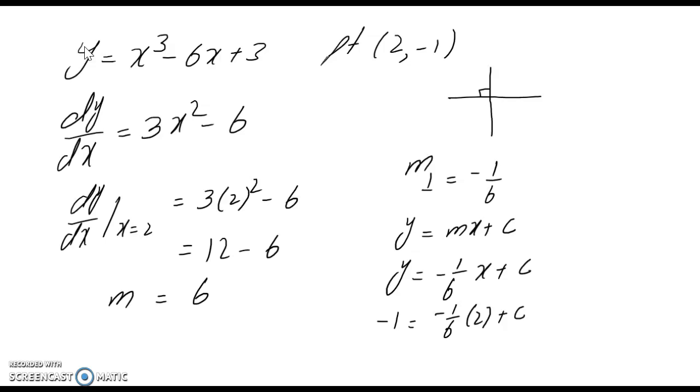If we simplify this, -1 plus 1 over 3 is equal to c. So c is equal to negative 2/3. Now we already know the y-intercept, so our equation of the normal will be y = -1 over 6 x minus 2 by 3.